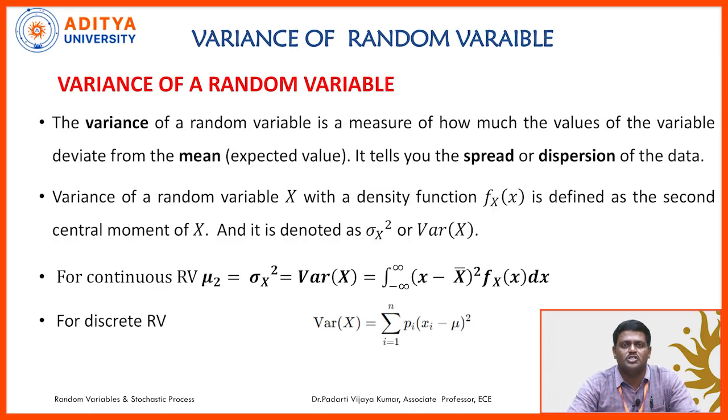So coming to the definition of variance, the variance of a random variable is a measure of how much the values of the variable deviate from the mean or expected value. It gives you the information regarding the spread or dispersion of the data, how much of the data is diverted from the central value, the deviation or spread or dispersion from the central value.